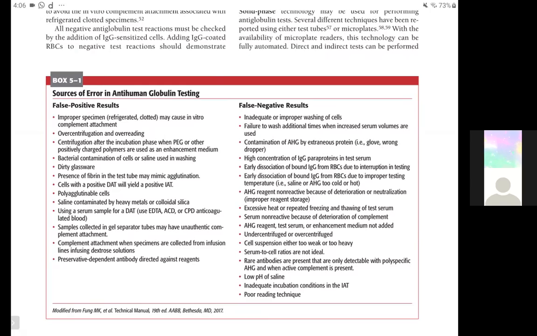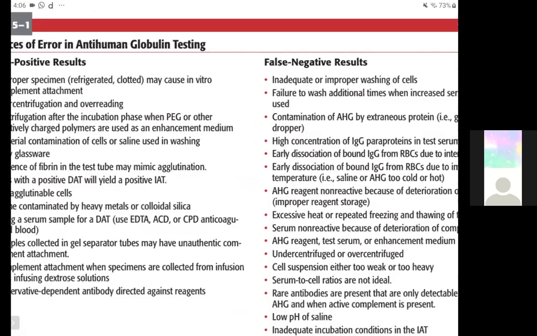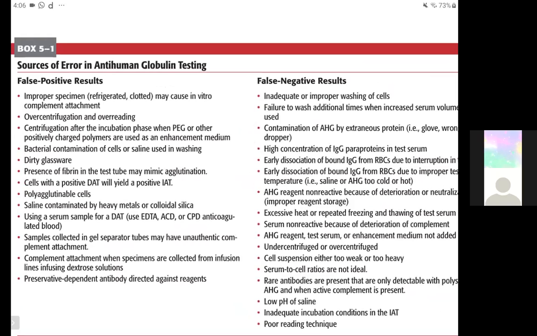So if we are able to go into the details of this antiglobulin testing chart, we have things relating not only to the specimen and also the centrifuge, the centrifugation speed, the time at which centrifugation is done, and then also the serum which is used, or the saline which is used for washing, and then also even the properties of the cells.